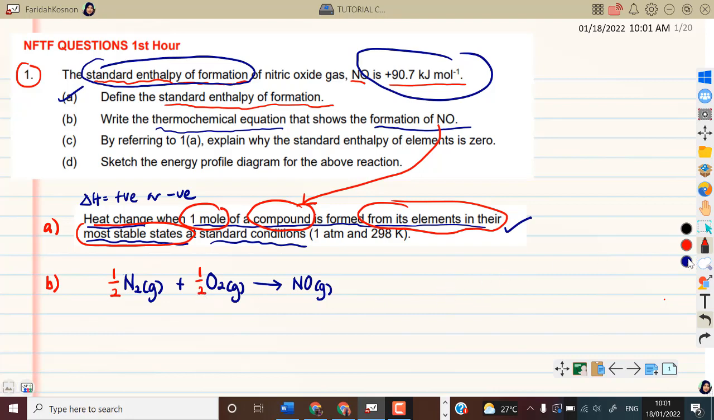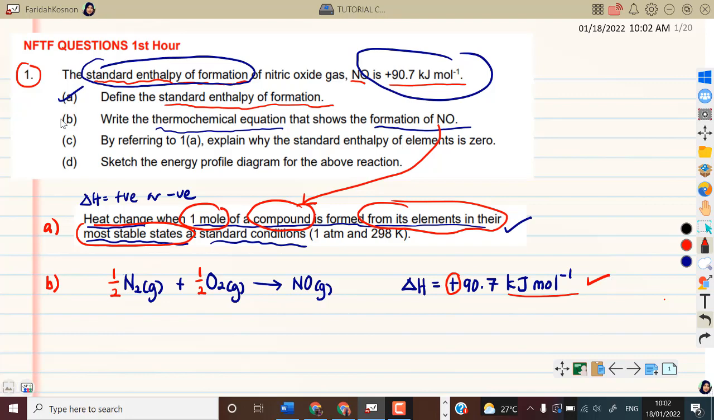And don't forget, you must write the enthalpy change, delta H, at the end of the equation, which is equal to positive 90.7 kilojoule per mol. Siapa tak letak delta H di hujung equation ini salah. Kalau equationnya salah pun salah. Dan tak ada unit, tak ada sign, positif sign ni mesti letak. And then the unit kilojoule per mole pun mesti letak.